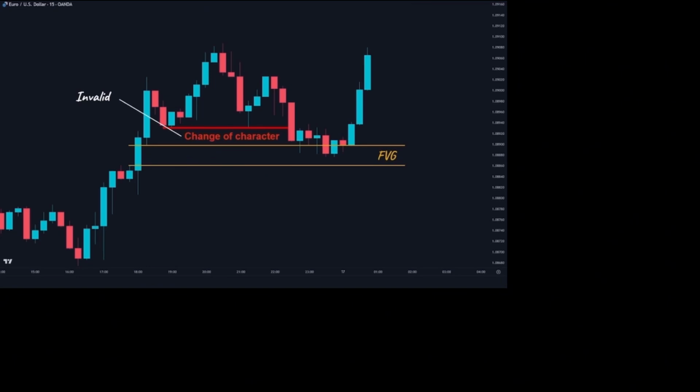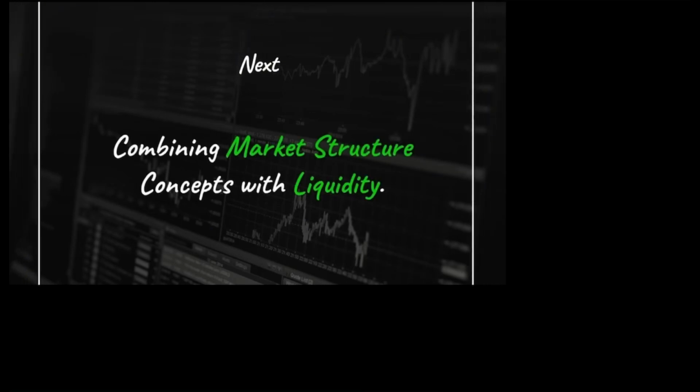In the next part of this video, we are going to talk about the market structure concepts and how to combine them with liquidity to obtain a deeper understanding of price movements. Now let's continue with the second part of this video, which is combining market structure concepts with liquidity.